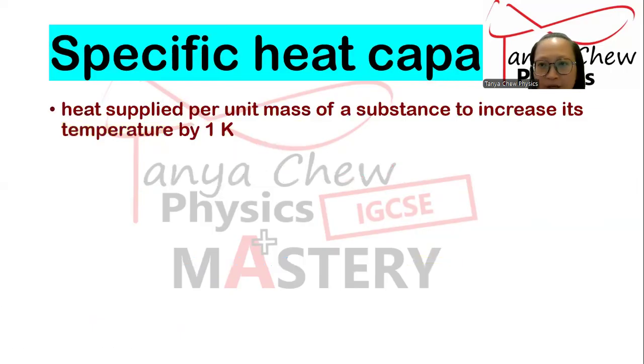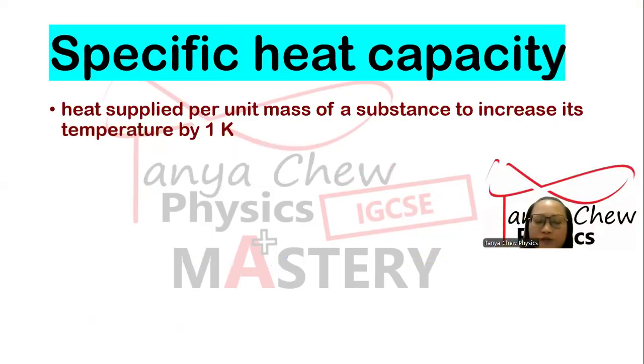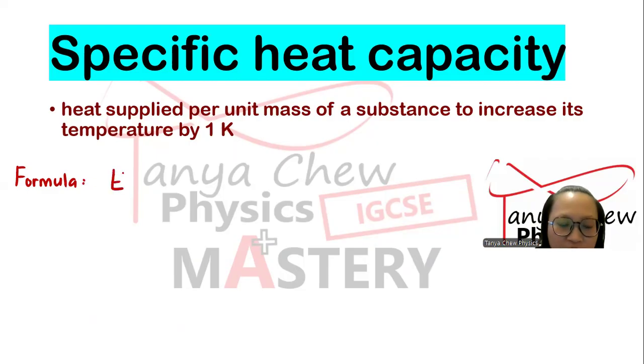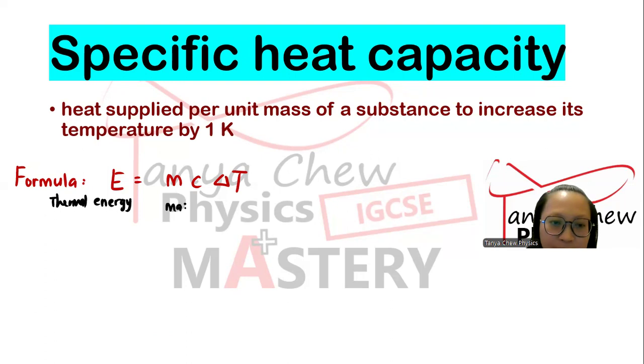Specific heat capacity. If you see this word, specific heat capacity, I talk about the formula first. If you don't remember the definition, it doesn't matter. First thing, when you see the words specific heat capacity, straight away put E equals mc delta T. Because to calculate the specific heat capacity, there's only one formula, which is the one that I stated here. E represents thermal energy or heat. M represents mass, must be in kilogram as energy is in joules.